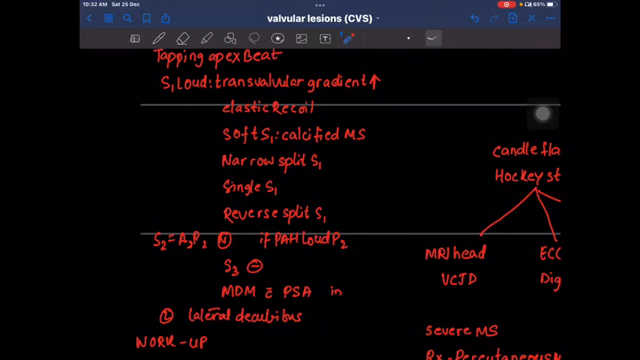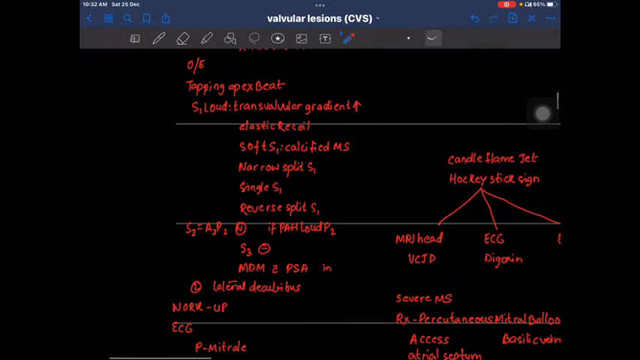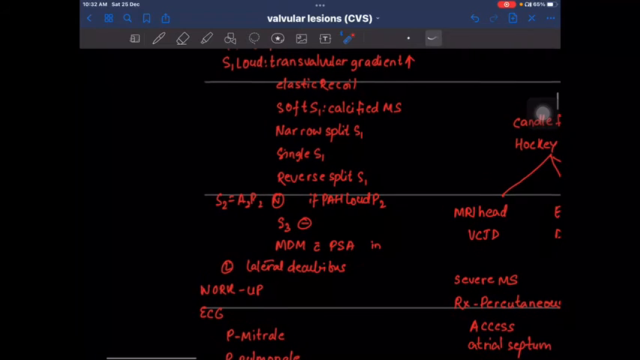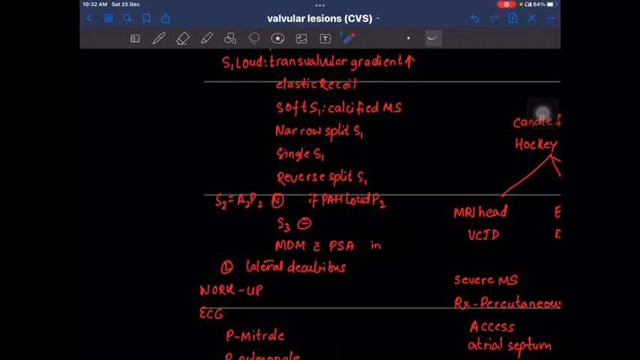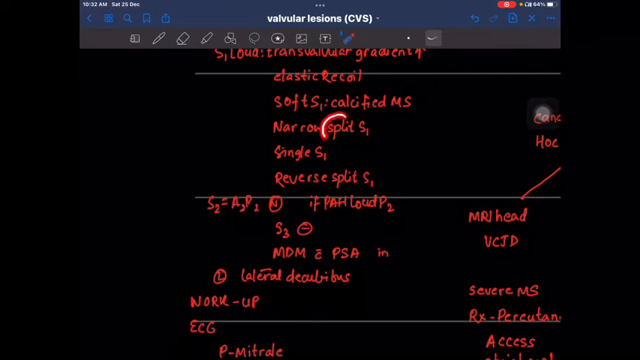So now the split in S1. The split in S1 is something that we can look at. We write S1 as M1 and T1, the mitral side and the tricuspid side. Normally the mitral valve closes before the tricuspid valve, and that is why there is a physiological split. If it is less than 30 milliseconds, it is normal. If it is more than 30 milliseconds, it will be abnormal.